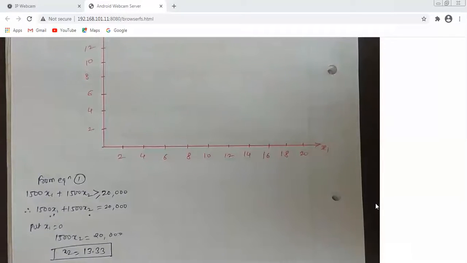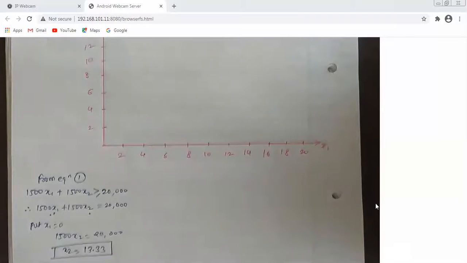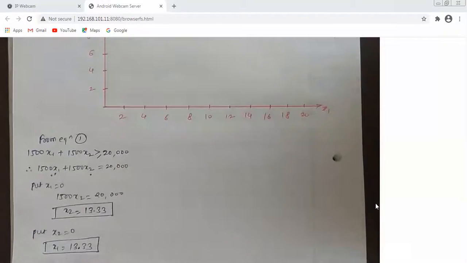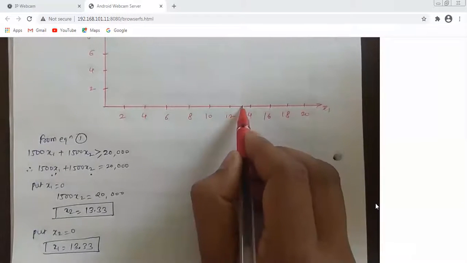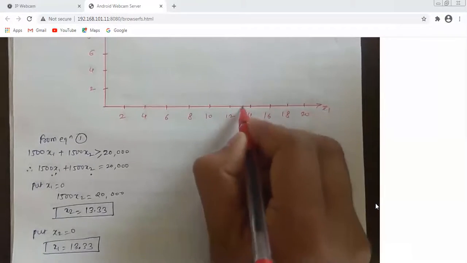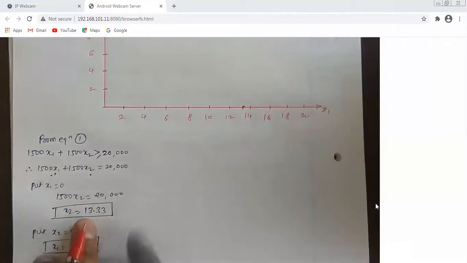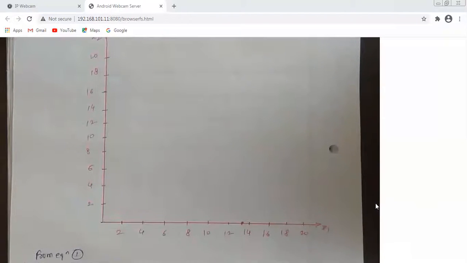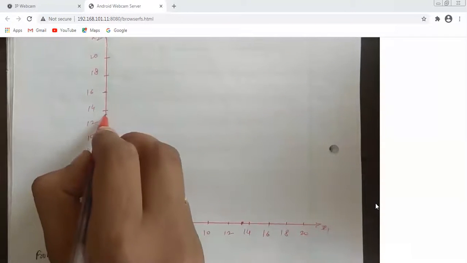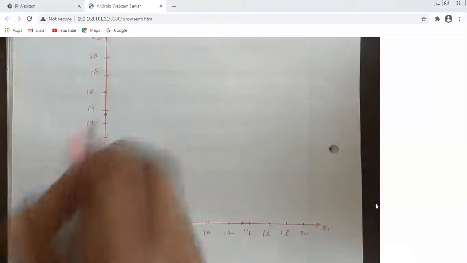Any doubt? No. Okay. So see what is the value of x1? X1 is 13.33. So it will be near about here, somewhere here. So we'll mark the point here. Now x2 will be again 13.33. Means it will be again somewhat here. So I will mark here the point.